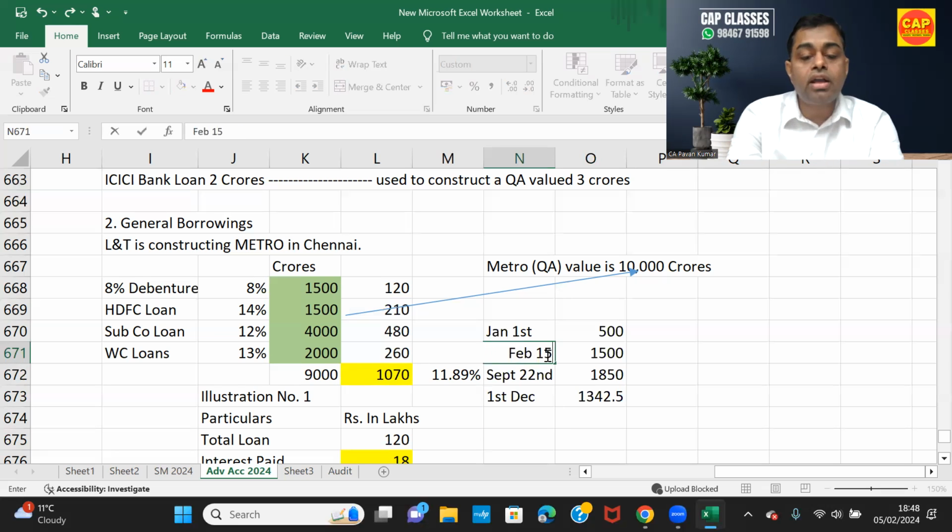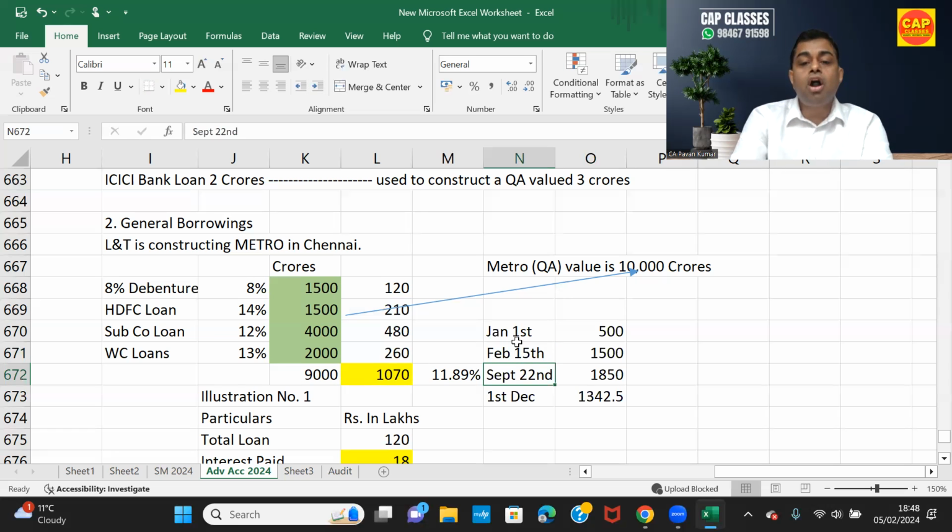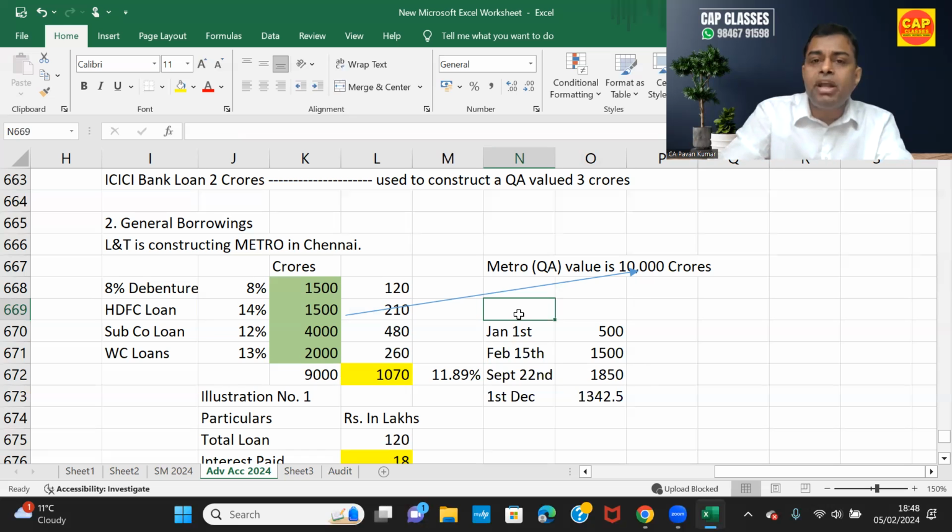Like this, you are incurring. That means you are not incurring the whole money in a single go. Now, if you observe this 500 crores, assuming that your accounting year is a calendar year, that means you are preparing the balance sheet on 31st December.